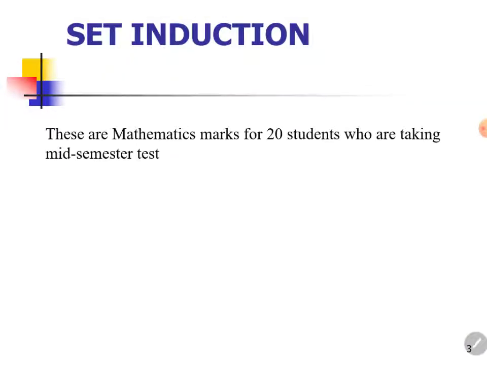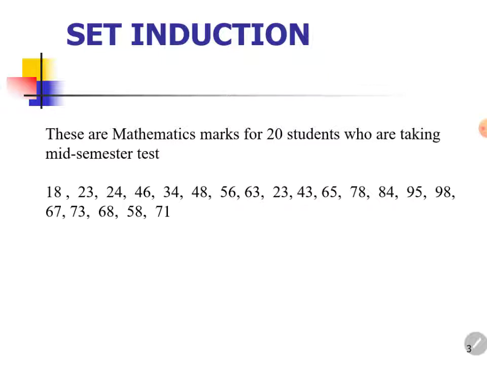So these are mathematics marks for 20 students who are taking a mid-semester test. So let's say these are the results. So how do we interpret? How do we do a conclusion for this data? How can we talk about these 20 students? Are they performing good or just average, or maybe we have too many low mark students, or what is the next step after this? Okay, so we need to use statistics to interpret this data.